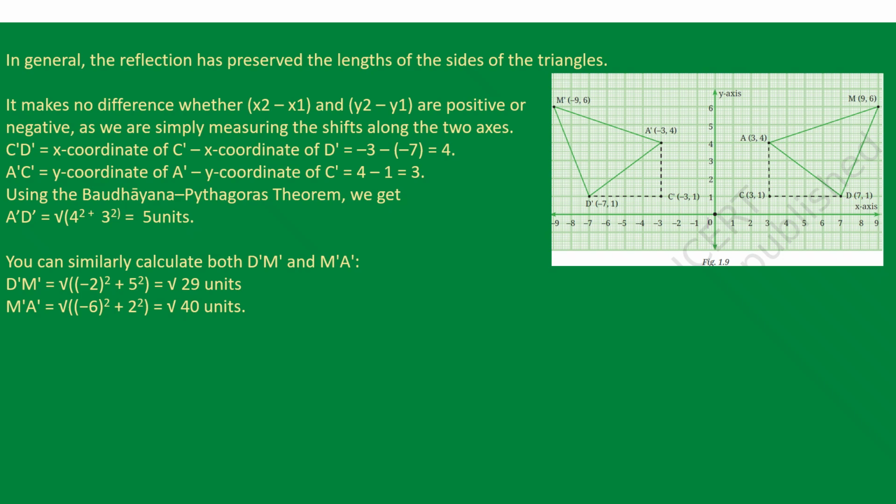Similarly, we can calculate both D dash M dash and M dash A dash. What we need to understand is since it is a mirror reflection of the triangle from quadrant 1 on to quadrant 2, the distance between the sides or the distance between the points of the triangle remains the same whether it is in quadrant 1 or quadrant 2 or any other quadrant.